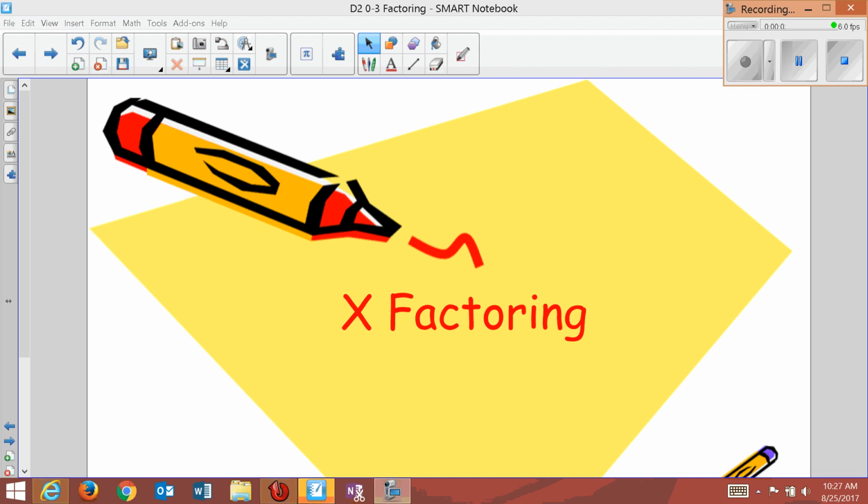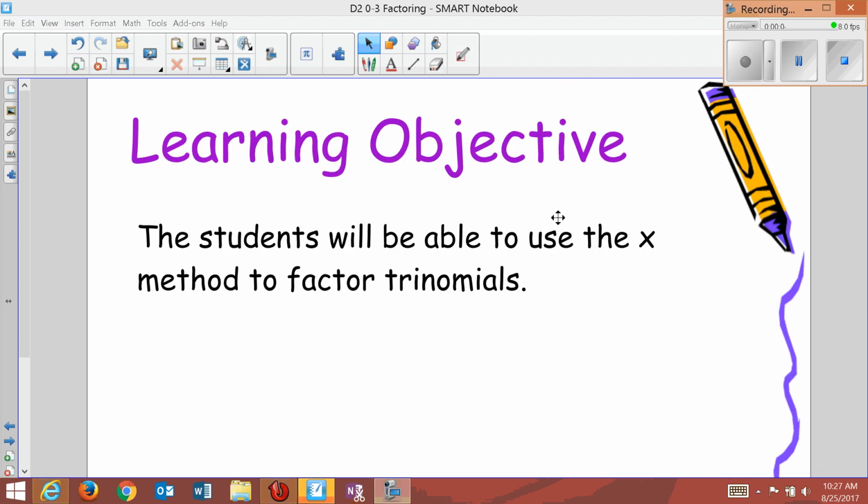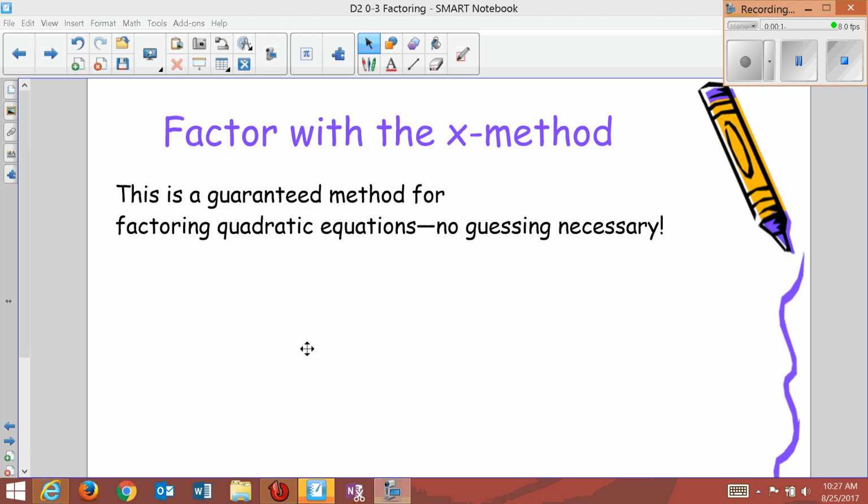Today we're going to look at x factoring. Our learning objective is that we'll be able to use the x method for factoring trinomials. So the x method is what we call x factoring. This is a guaranteed method for factoring quadratic equations.